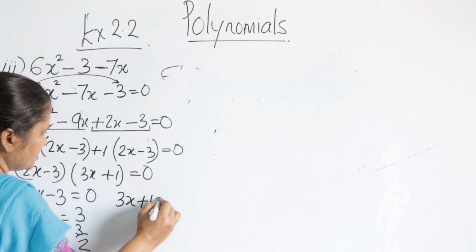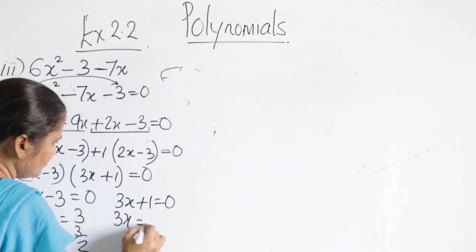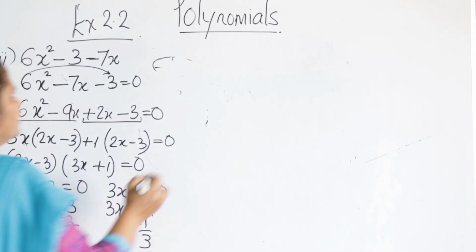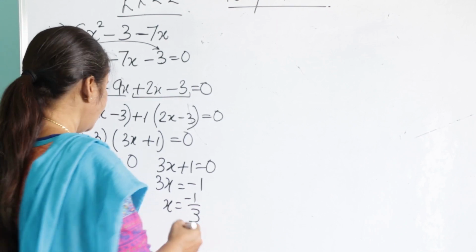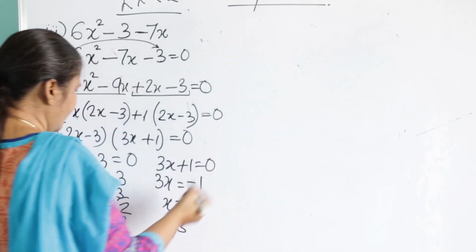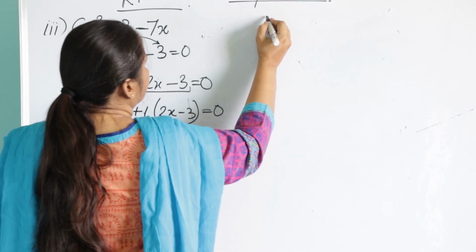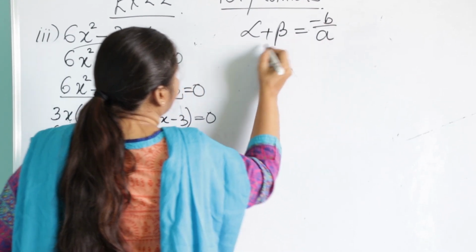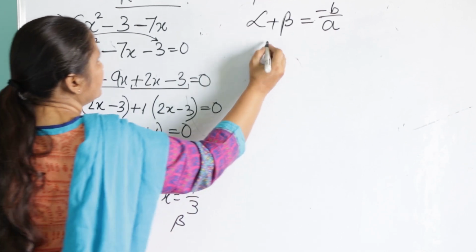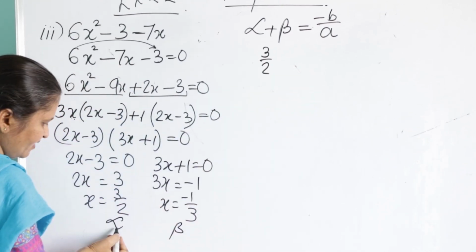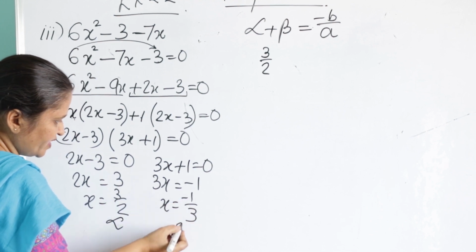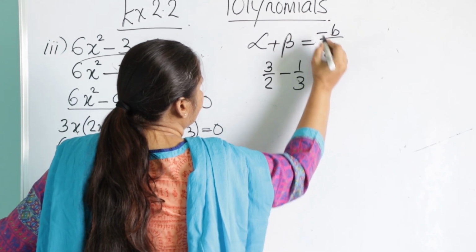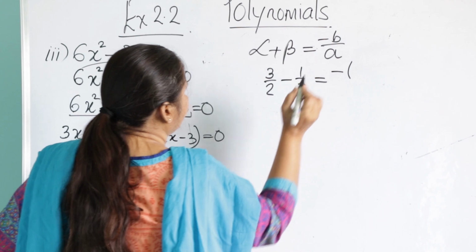Similarly, 3x plus 1 equals 0. 3x is equal to minus 1, x is equal to minus 1 by 3. Now let's verify the relationship between the zeros and the coefficients. Let's take first the sum of the zeros, which is minus b by a. Alpha is 3 by 2, beta is minus 1 by 3. This sign minus is already there in the formula.